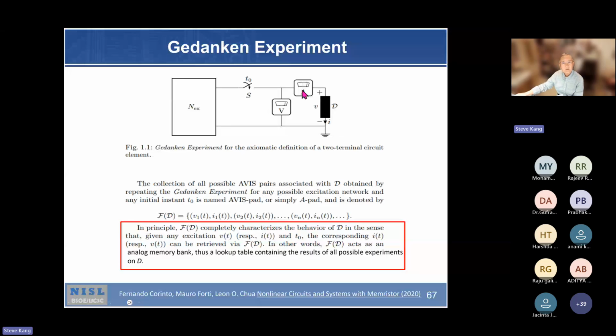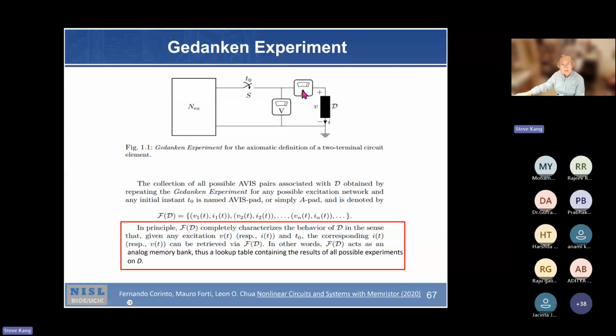So now this is a recap. You have four basic circuit elements: resistor between voltage and current, inductor between current and flux, and capacitor between voltage and charge. Now this missing link is a memristor here. And to make it general, you include nonlinear resistor, nonlinear capacitor, nonlinear inductor, nonlinear memristor.